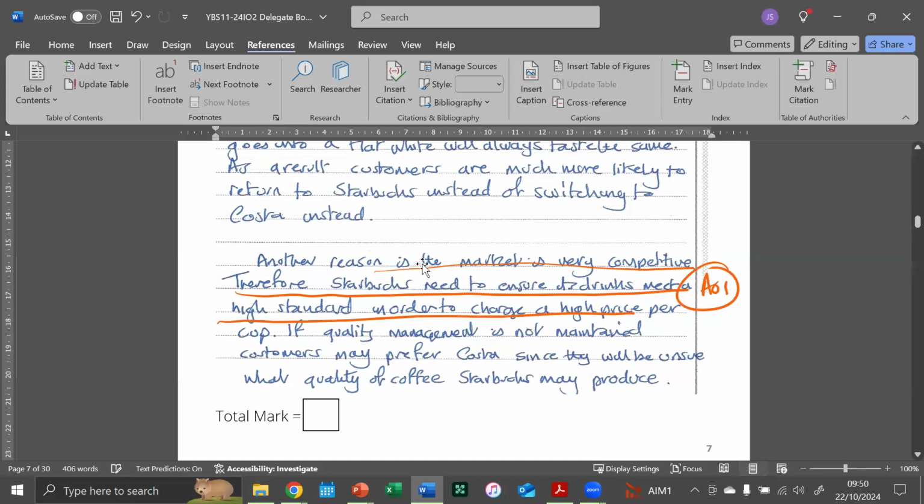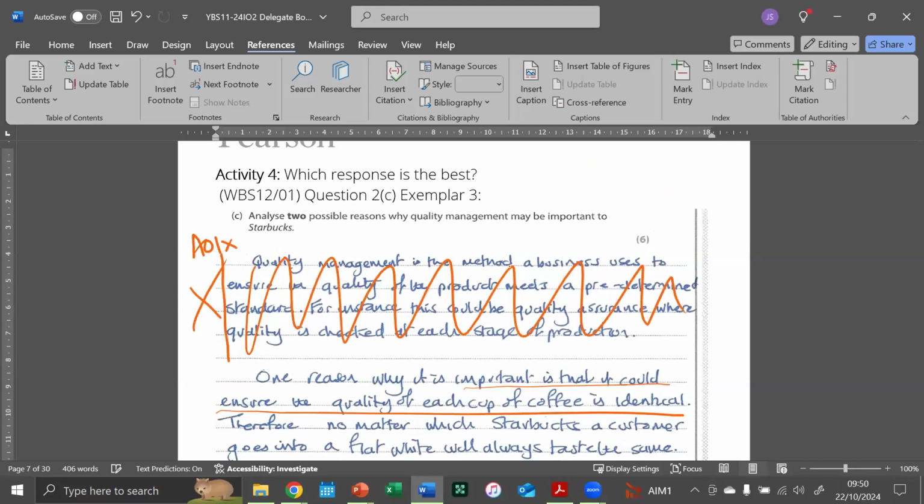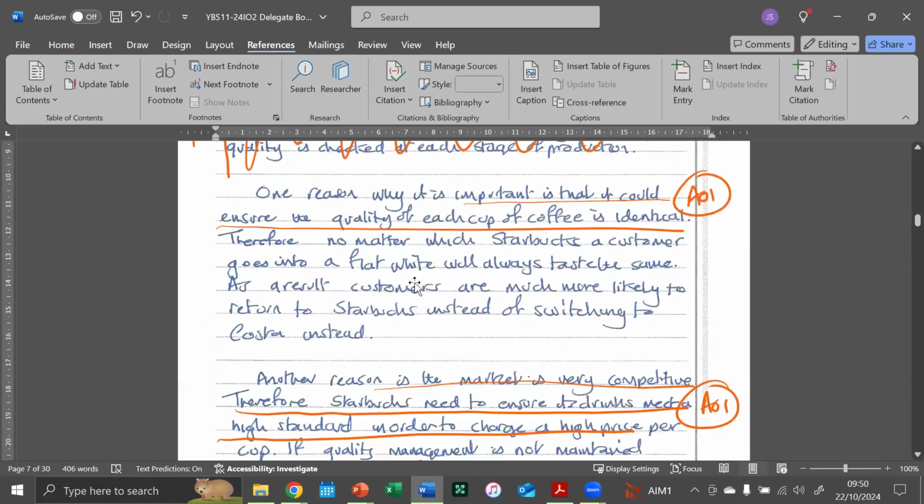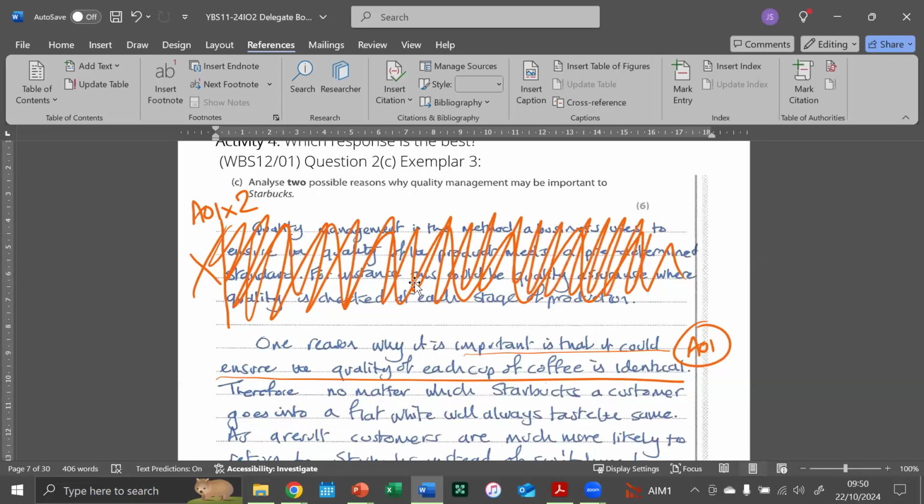So what we've got there is the student giving us 4 AO1 marks. And there's no point in giving 4 AO1 marks because there's only 2 AO1 marks to give. So that definition, I'm just going to go through it again, just for the sake of being really, really clear. Total waste of time if you're going to do that.